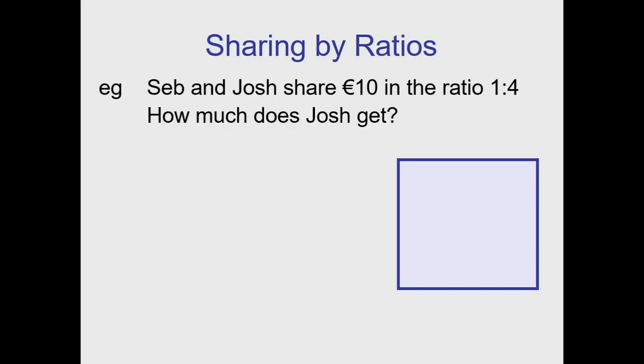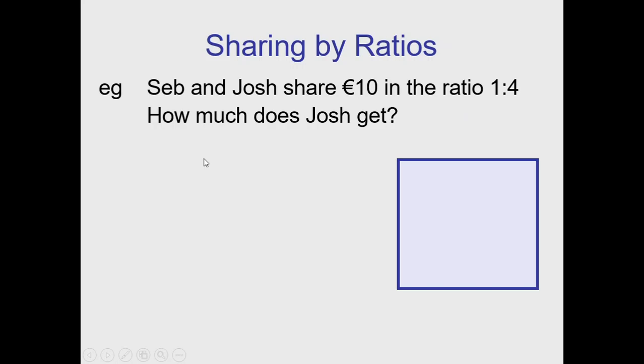Okay, so here's our example. Seb and Josh share 10 euros in a ratio of 1 to 4. How much does Josh get? Don't assume that Seb and Josh get the same amount, so 10 divided by 2. We can see from the ratio 1 to 4 that Seb gets less than Josh, right? Josh gets 4 times the amount that Seb gets. So let's follow the steps that we saw before.